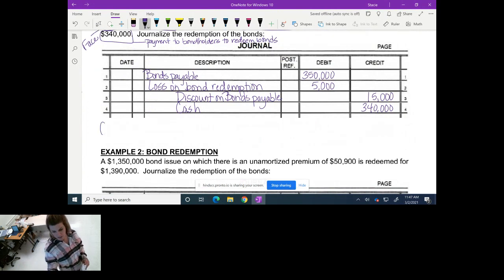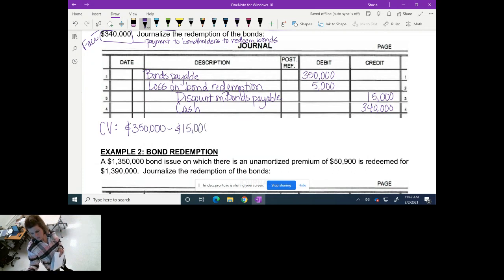So to figure out the carrying value of this bond, we have our bonds payable amount, and we're going to subtract that discount. I gave y'all that formula a minute ago. So our carrying amount is $335,000.